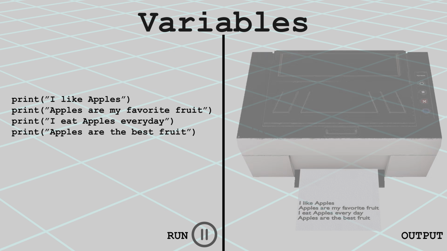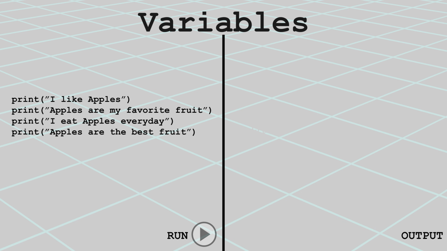However, what if we changed our mind and our favorite fruit is now bananas? We would have to go and manually change every single line of code so that we can print all these statements using bananas instead of apples. Having to change every single line of code one by one manually would quickly become a very inefficient process.